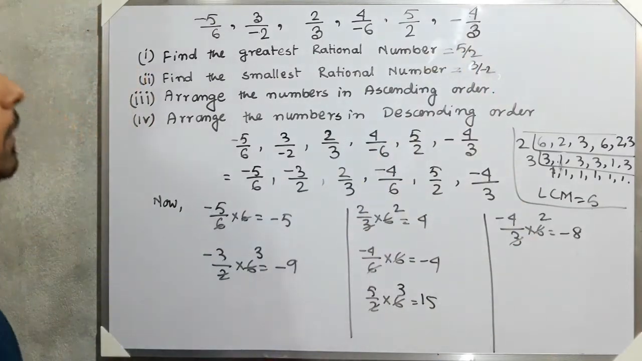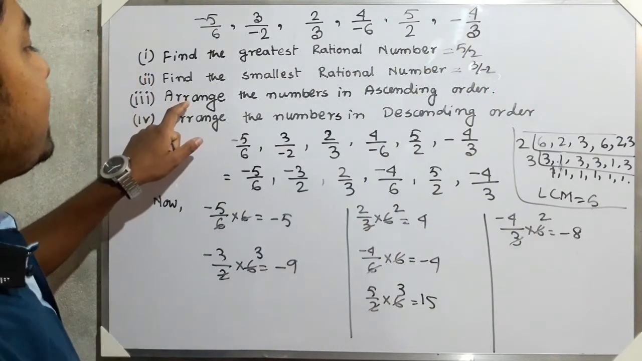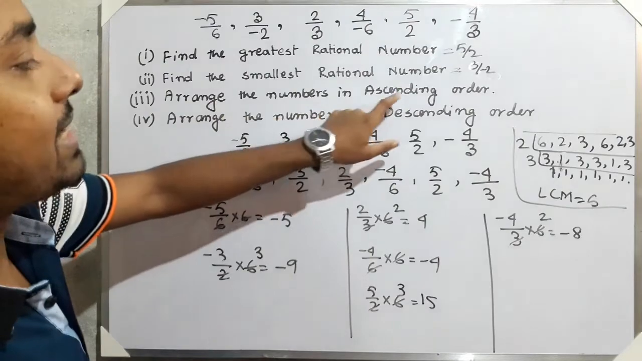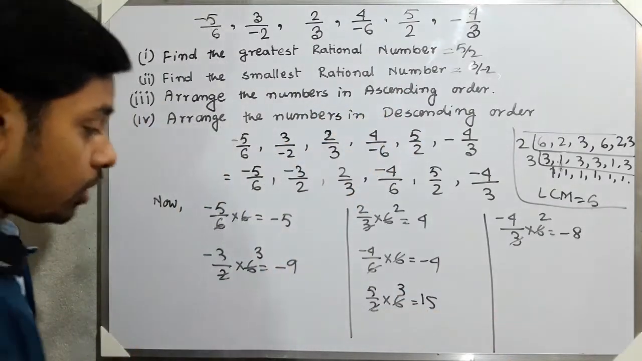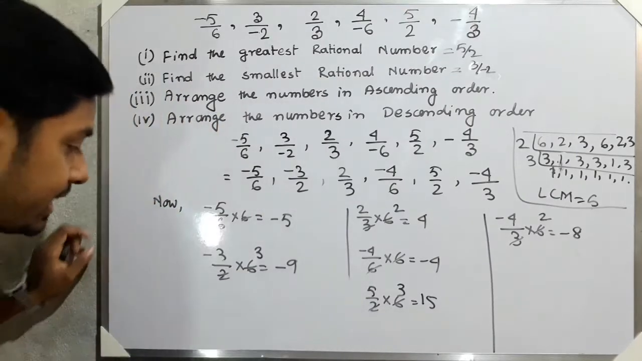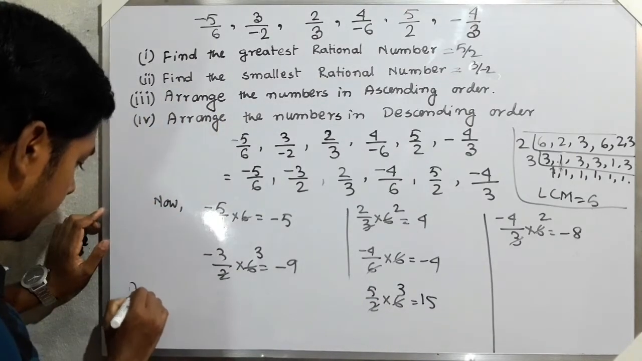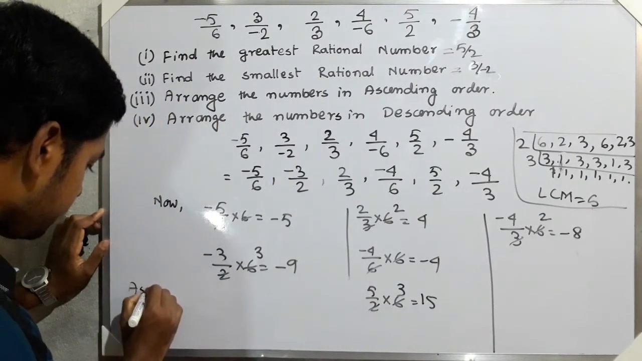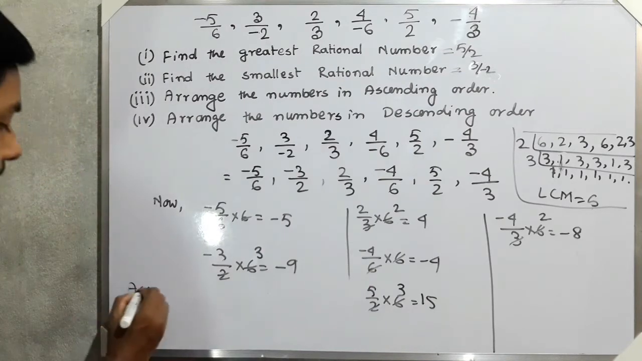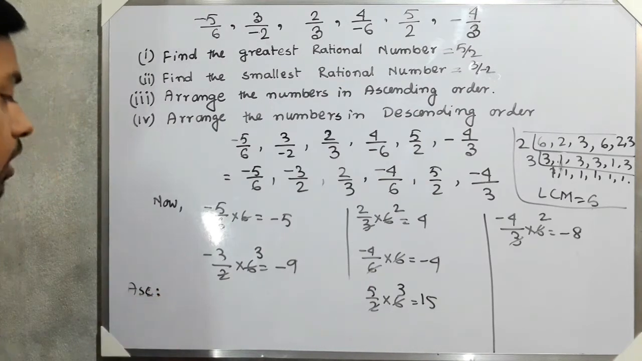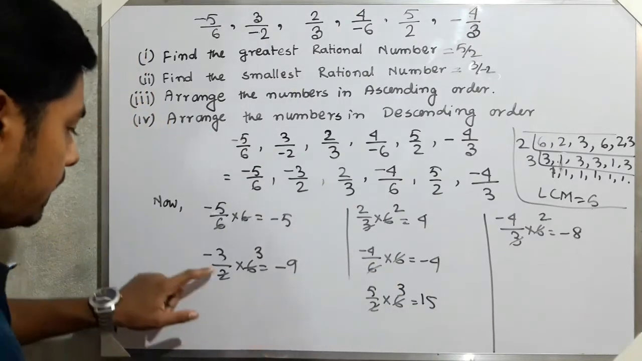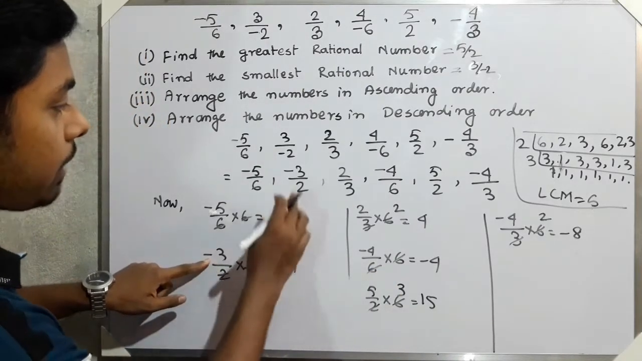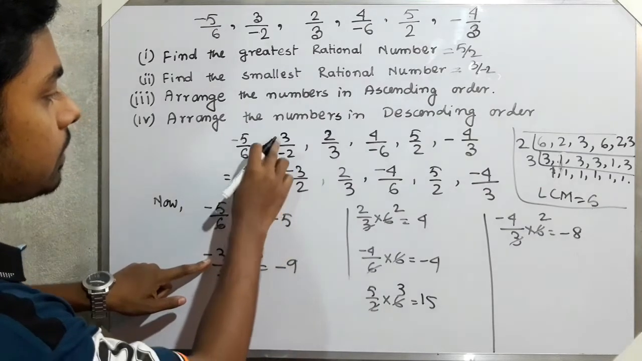Now you have to arrange the numbers in ascending order. Ascending means small to big. So first of all, small to big. Which one is the smallest number here? This one, minus 3 by 2, and minus 3 by 2 has come from 3 by minus 2.